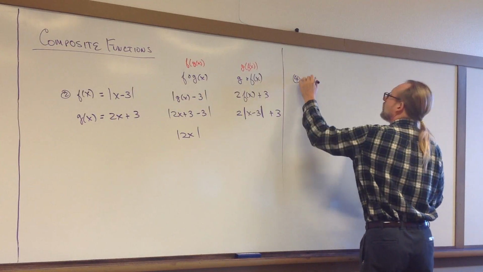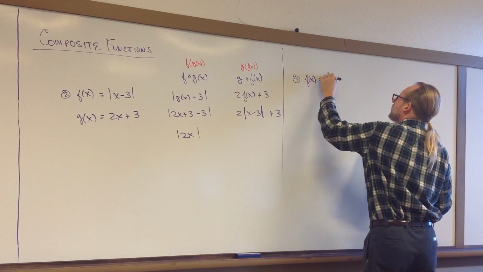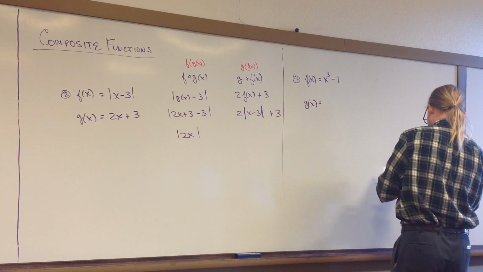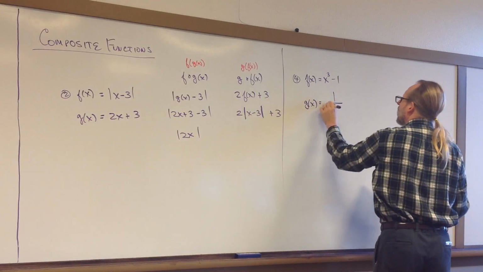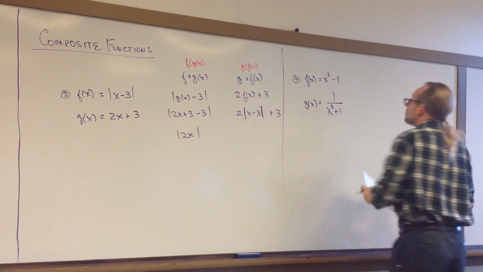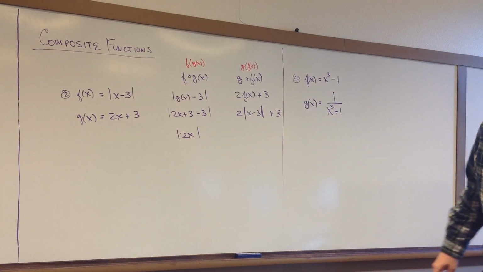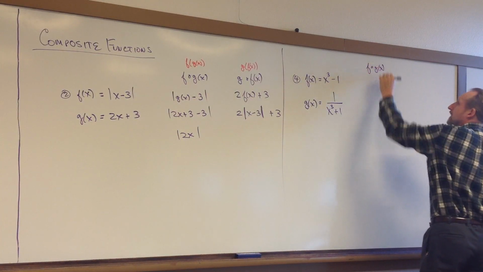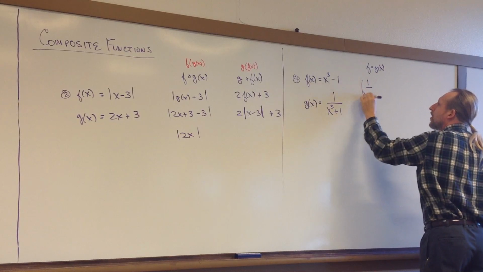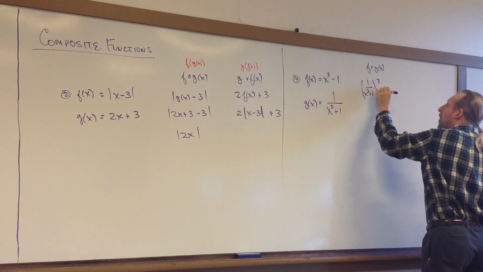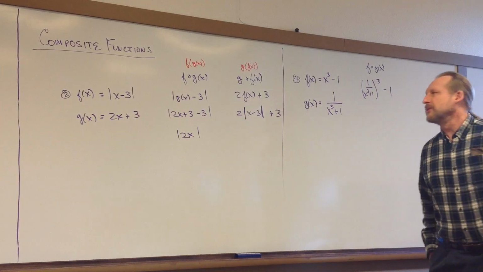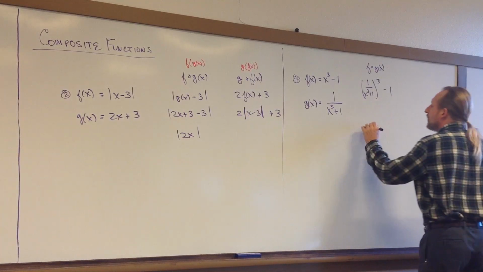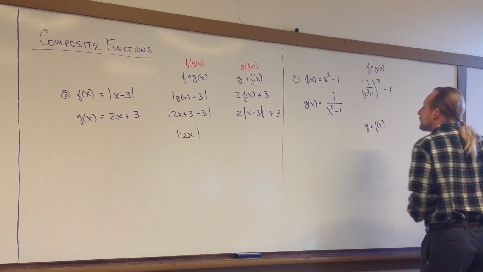X cubed minus 1 is f of x, and g of x is equal to 1 over x cubed plus 1. Okay? Let's see here. So, f on g of x, that means take the g and plug it in here. And there's not a whole lot that we can do to that. Raising this thing to the third power I don't think is going to be really fruitful for us. So let's just go on and take a look at g on f of x.